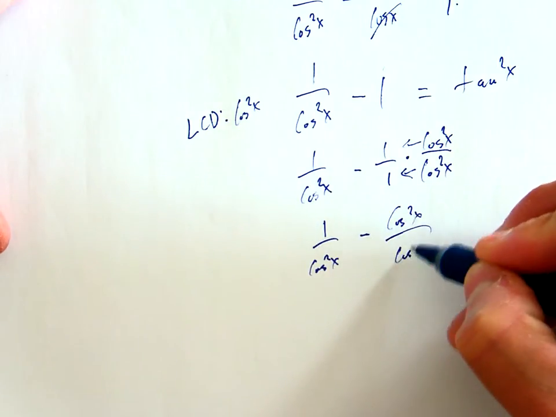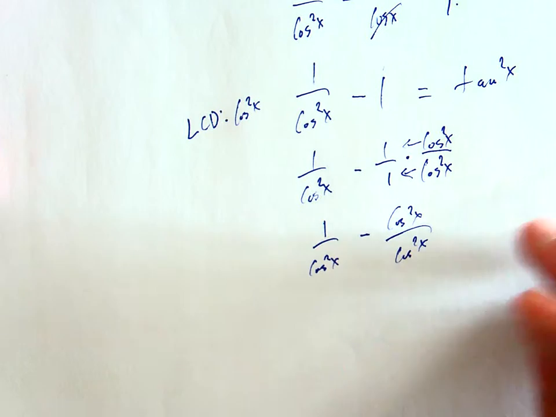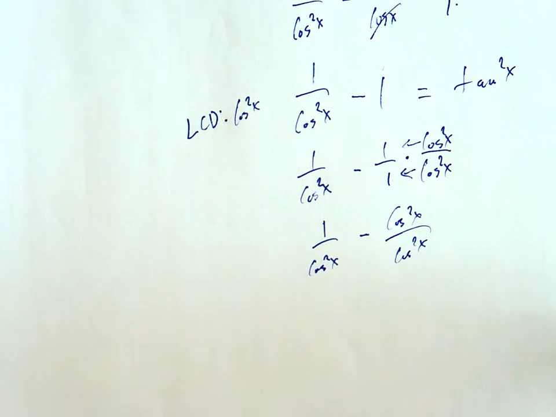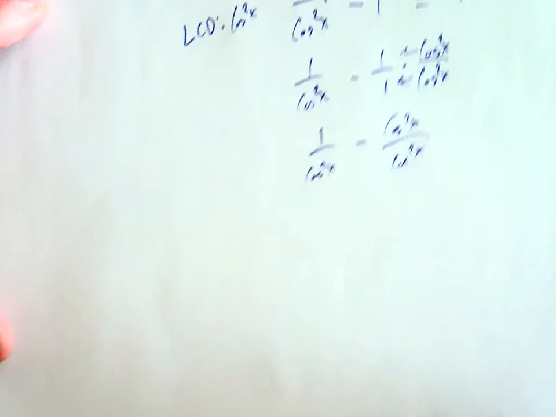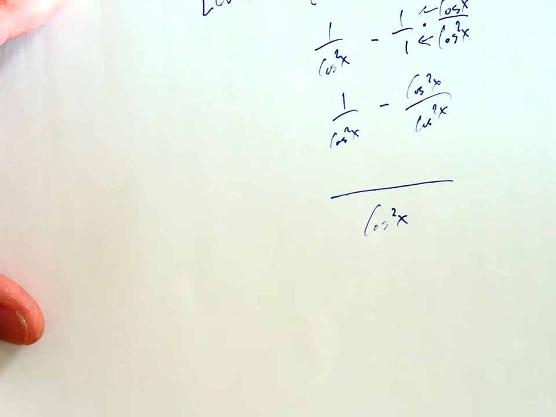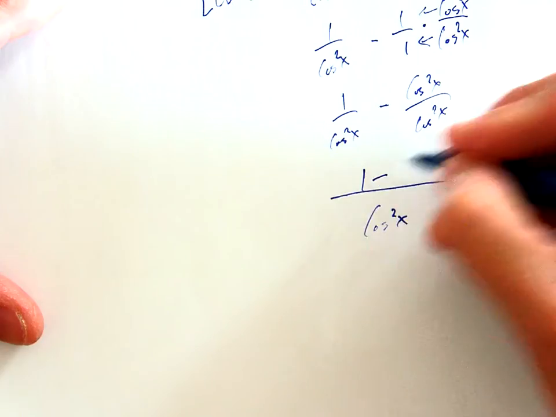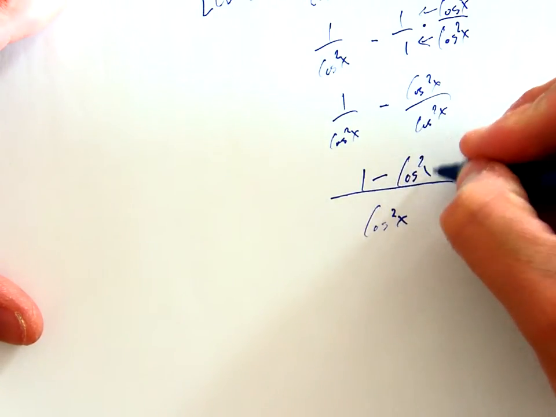x over cosine squared. And then we simplify this, and now that they have a common fraction, what we can do is we can just add them, right? Or subtract them and put them under one denominator. So it's cosine squared x underneath 1 minus the quantity of cosine squared x.